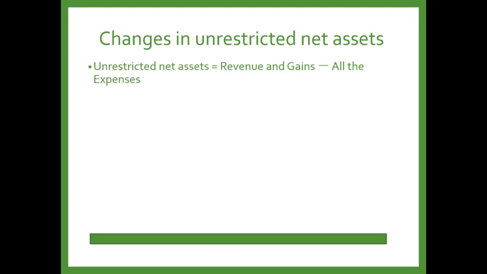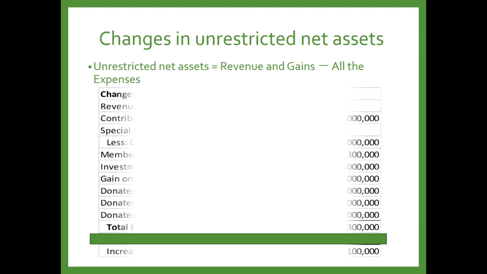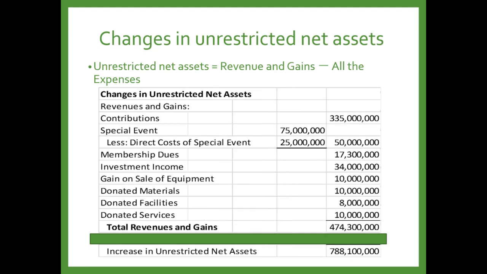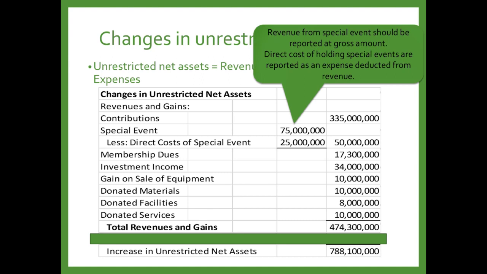Now this section is going to have in it both revenues and gains, but it's also going to have all of the expenses, because recall that expenses are always unrestricted. So based on what we see here in the text, we want to begin with our revenues and gains, including those special items we talked about, for example, special events.